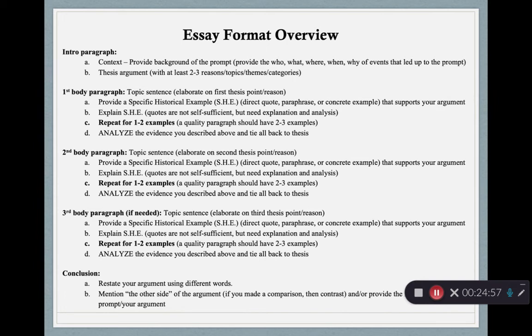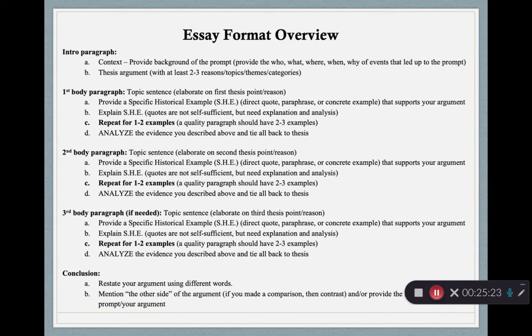So, introduction paragraph. Your intro paragraph should be no more than about half a page, maybe 2/3 of a page long. You should provide the background of the prompt. This is usually 3 to 5 sentences: the who, what, where, when, why. Again, context. And then transition to your thesis argument, that is both a historically defensible statement and 2 to 3 reasons, topics, themes, categories.